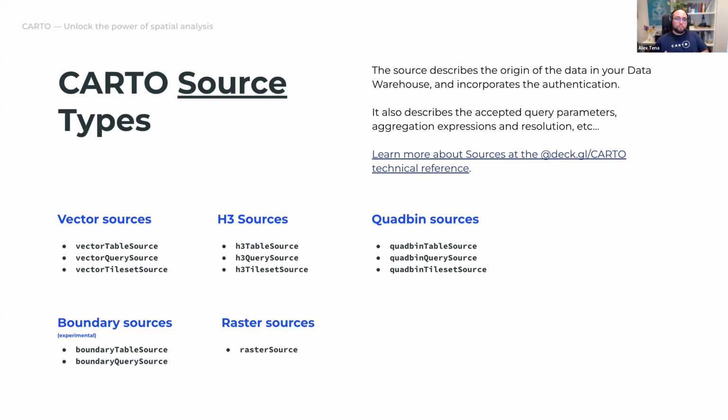Sources describe essentially how you are connecting to CARTO and the way you're connecting to your data. We have sources for every possible data type, so vector data or raster data, but also spatial indexes. And we have a very cool feature called boundaries for polygon-based visualizations. But what you need to understand is that this is how you define what your data looks like and all the data-related properties. This source also incorporates the authentication.